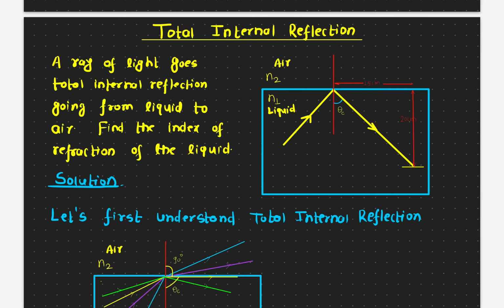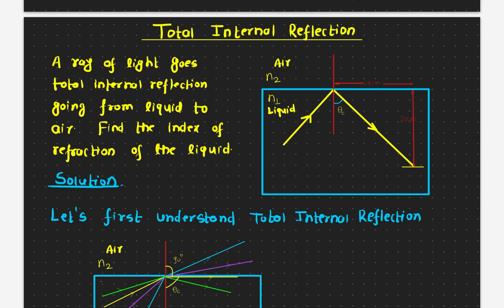In this video, I'll talk about total internal reflection. To explain total internal reflection, I have used an example here. In this video, light goes from a denser medium, let's say from a liquid, to air.